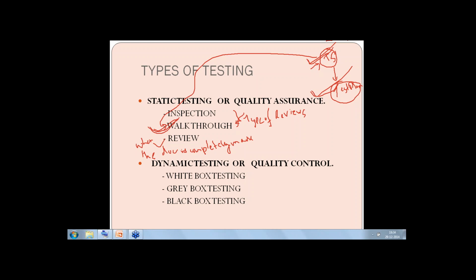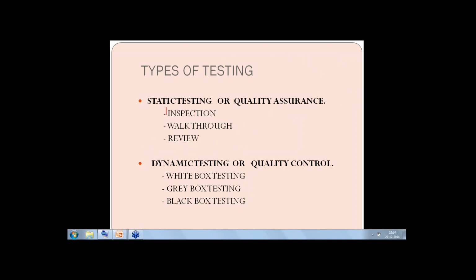Inspection. Now, let me come back to the inspection part. What is this inspection now? Inspection is nothing but a process in which you inspect the documents that you have made. Now, as I told you, review can be done only when the document is completely ready. Walkthrough can be conducted when the document is under the process of development. When you are making the document, during the making of the document, you go for a walkthrough. When the document is completely over, you go for a review. Inspection is also carried out when the document is completely over.